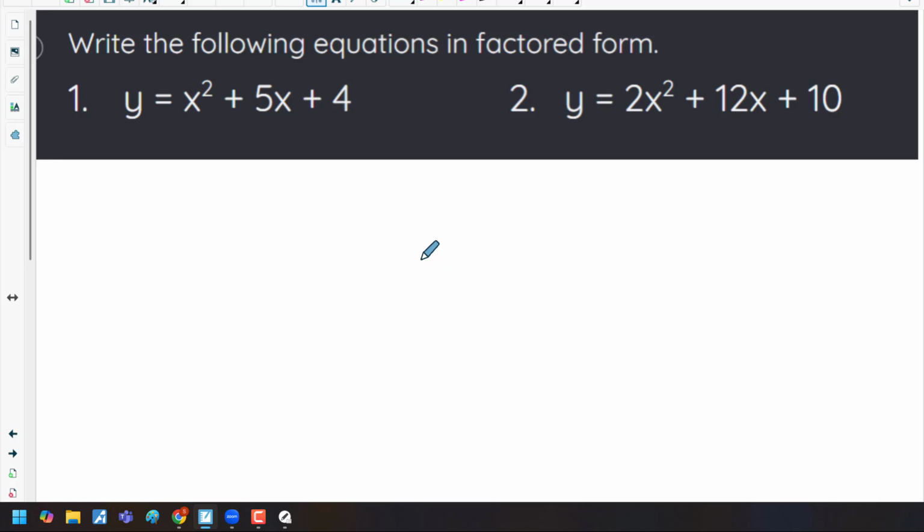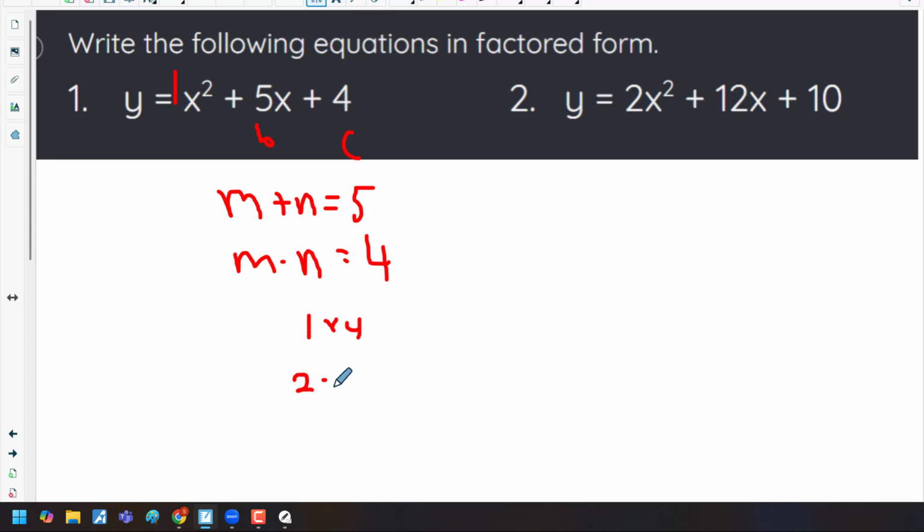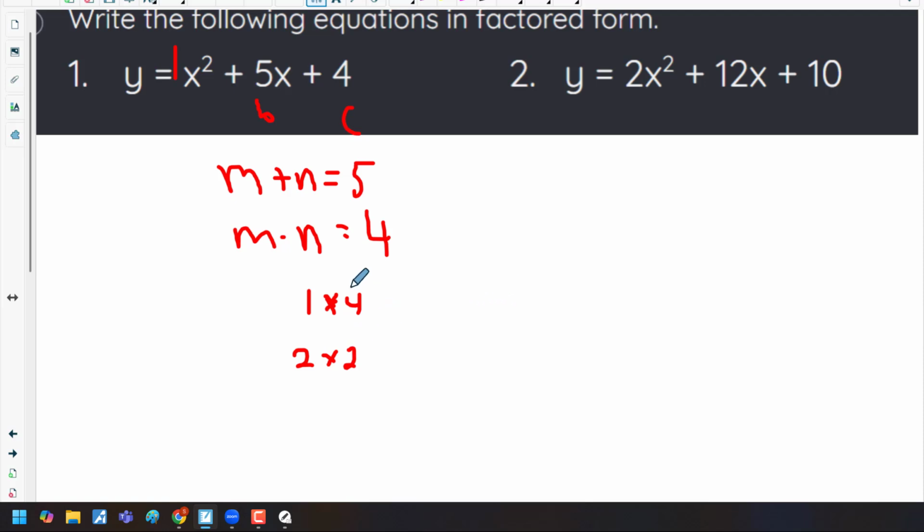All right. So x squared plus 5x plus 4. A is 1, so we can do that shortcut method. B is here, C is here. m plus n equals 5. m times n equals 4. So the only possible ways to make 4 when you're multiplying two numbers are 1 and 4, and 2 and 2. And then you can add these numbers, right? So 1 plus 4 is 5, so it's got to be 1 and 4.